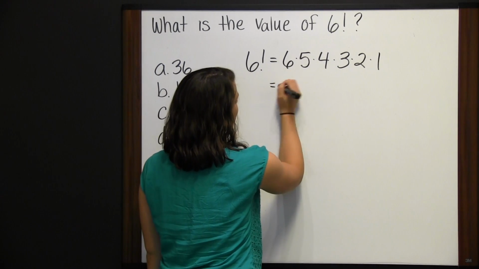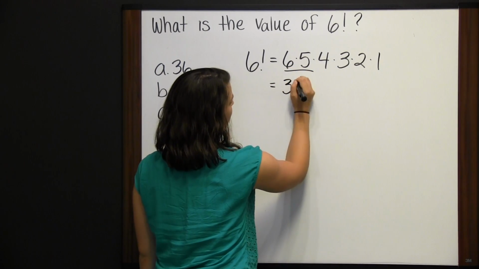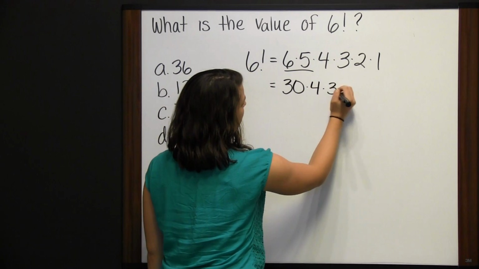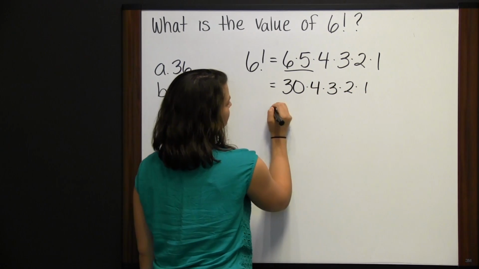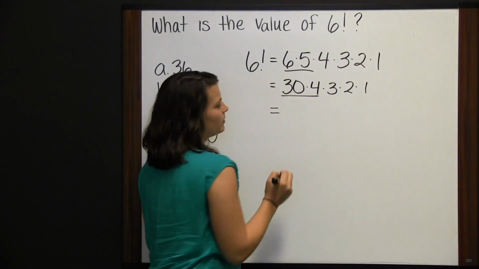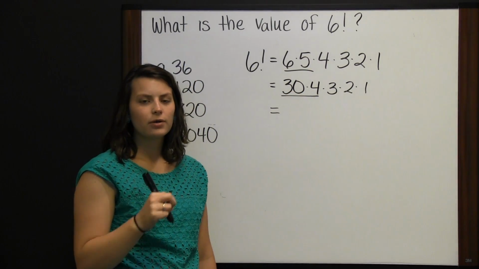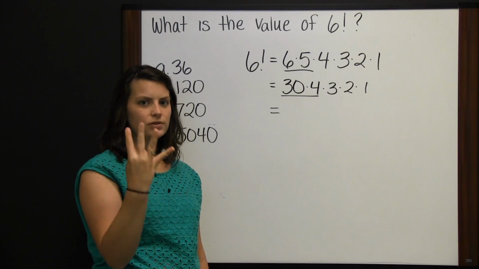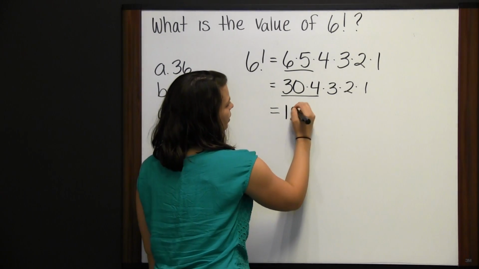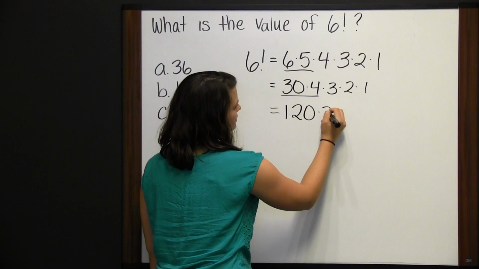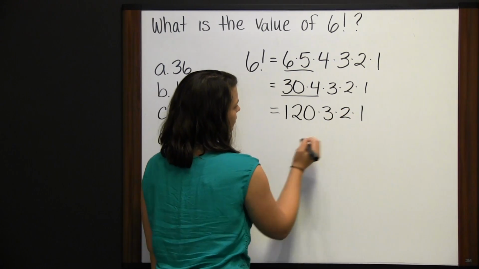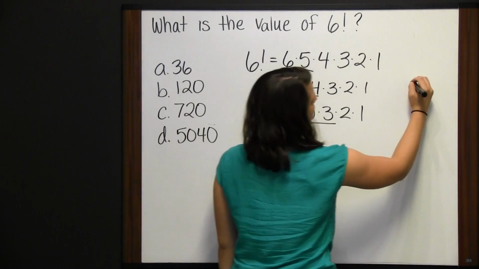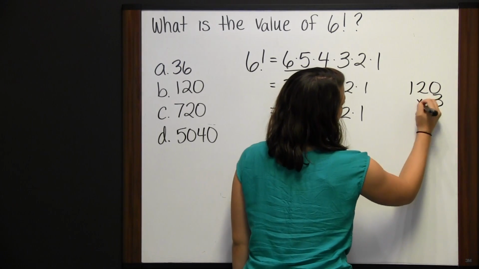So we have 6 times 5, which is 30, times 4, times 3, times 2, times 1. Then we can multiply 30 times 4. We have 30, 60, 90, 120. So 30 times 4 is 120, times 3, times 2, times 1. Then 120 times 3.